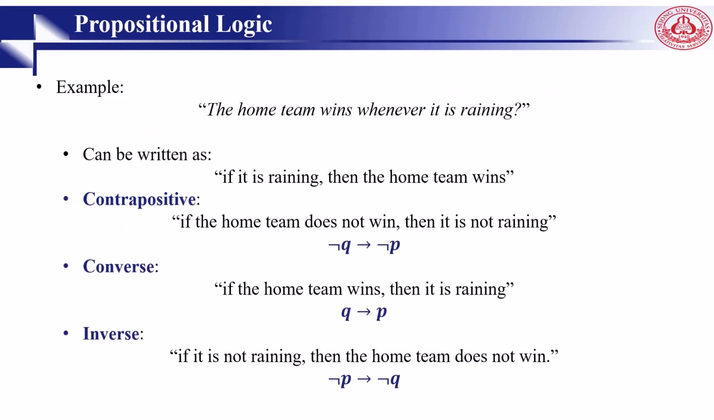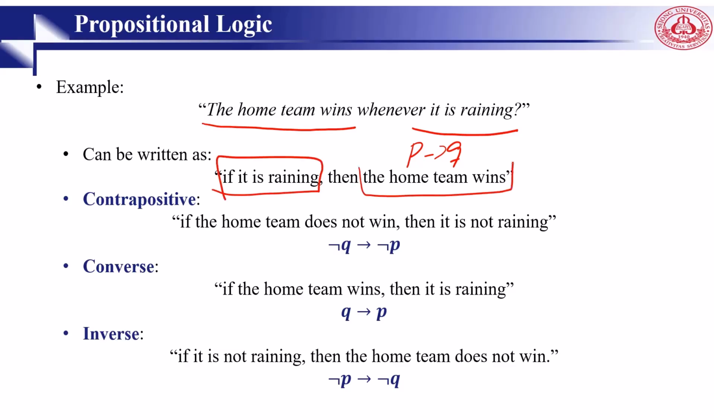This is an example. Consider this example: the home team wins whenever it's raining. Two statements. Because "P whenever Q" is one of the ways to express the conditional statement "if Q then P," the original statement can be rewritten as: if it's raining, then the home team wins. Consequently, the contrapositive of this conditional statement is: if the home team does not win, negation of Q, then it's not raining, negation of P.